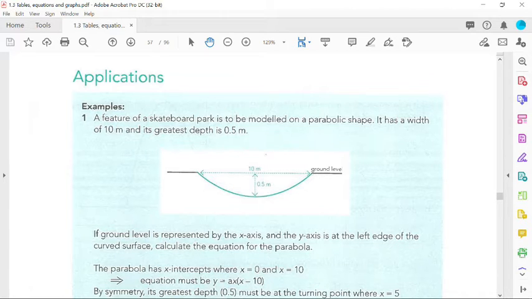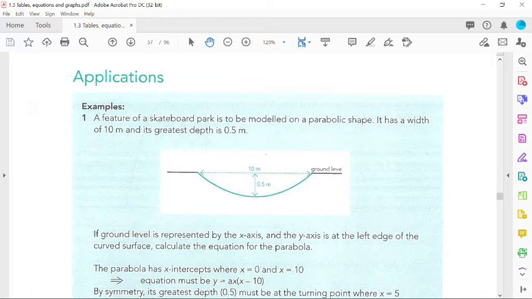A feature of a skateboard park is to be modeled on a parabolic shape. Parabola, right? It has a width of 10 meters, and its greatest depth is 0.5 meters. Okay? So, what we have here is part of a parabola.